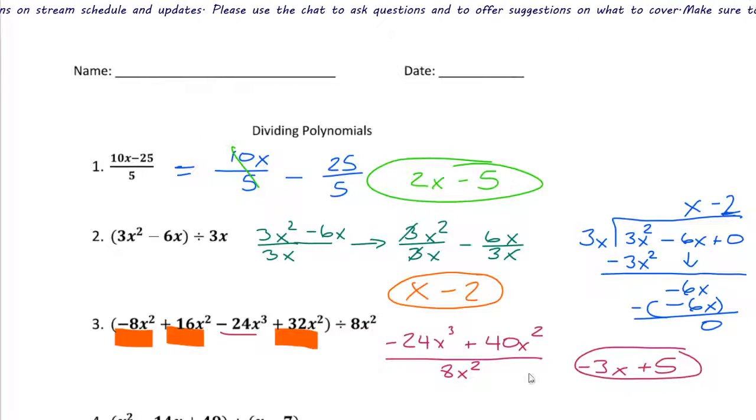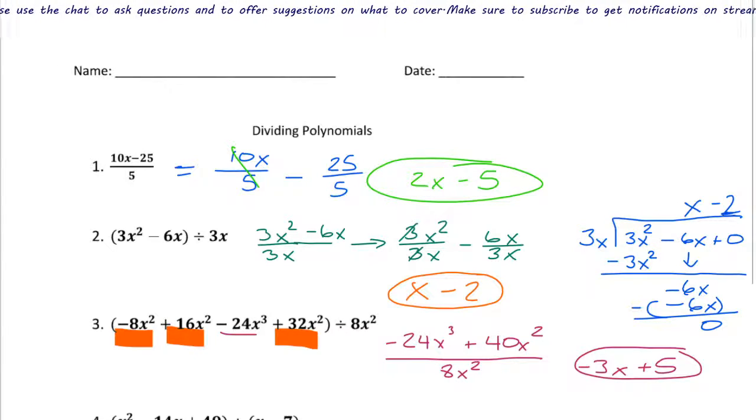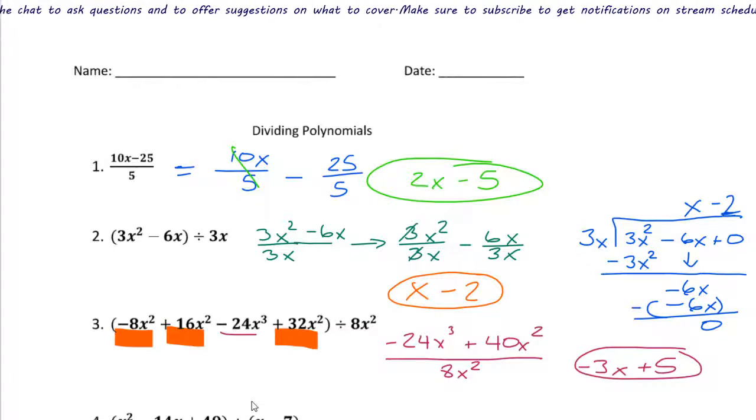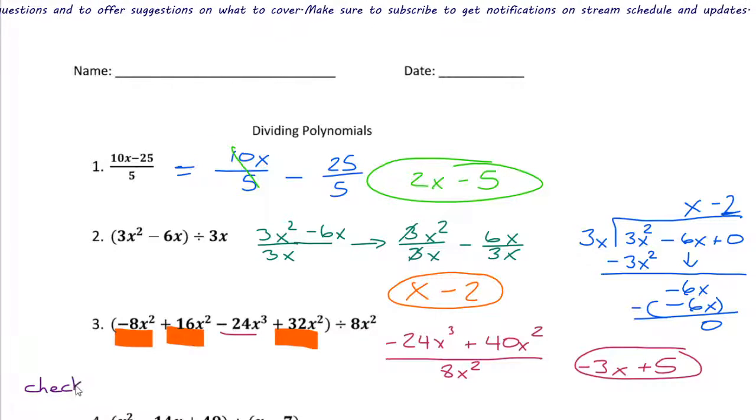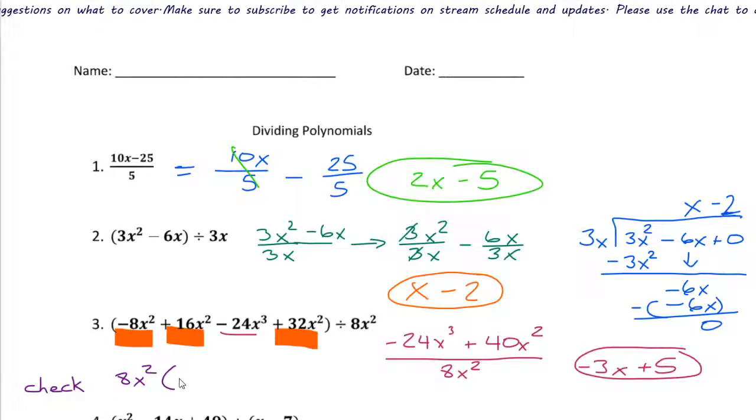That's our answer. Now if we wanted to make sure we got the right answer, what we could do is take our answer and then just multiply it by what we were dividing by to see if we get this. So let's just do that real quick. This is my check. So to check, we're going to take what we were dividing by, our divisor, and we're going to multiply it by our answer.